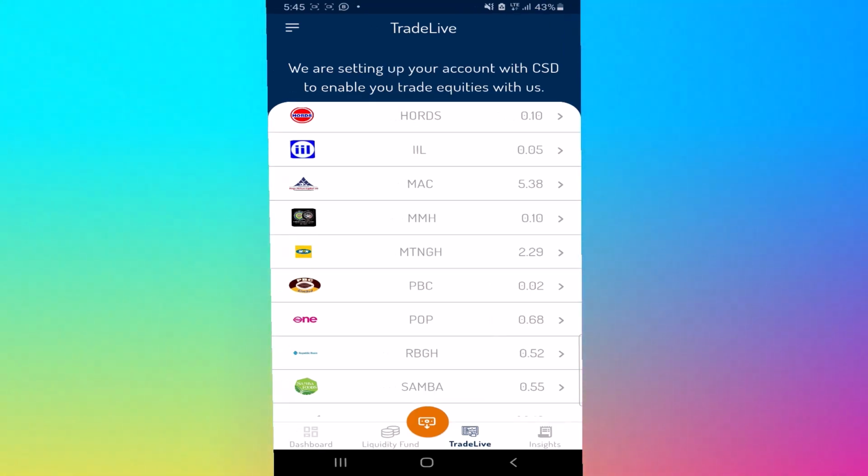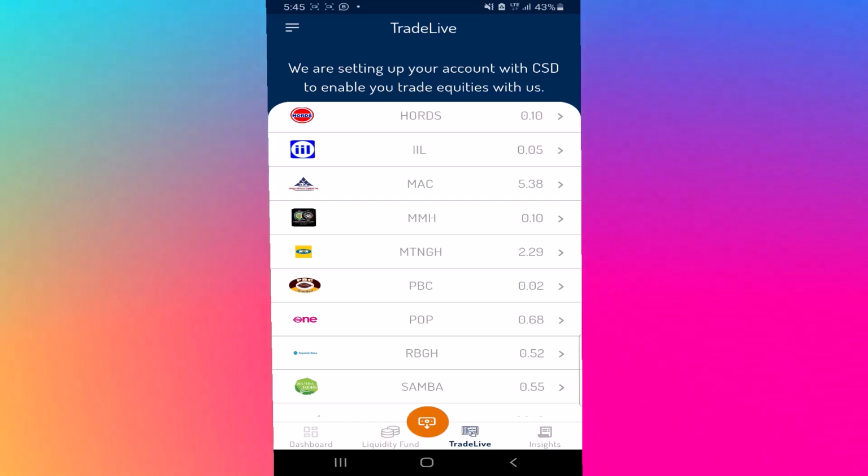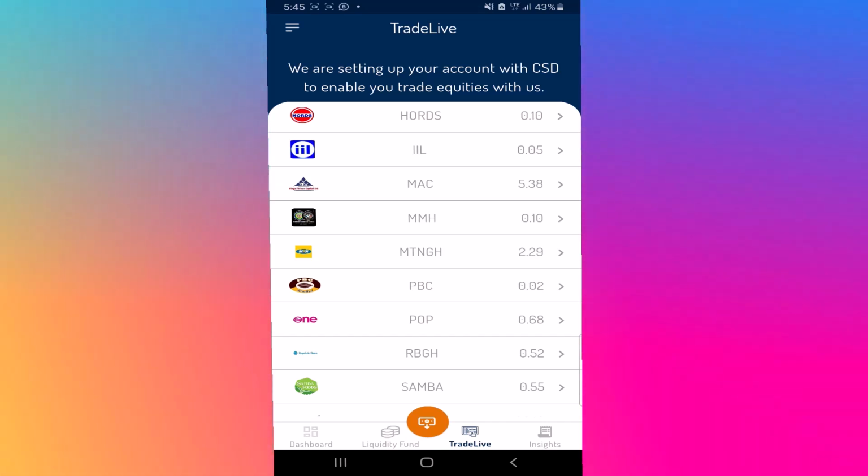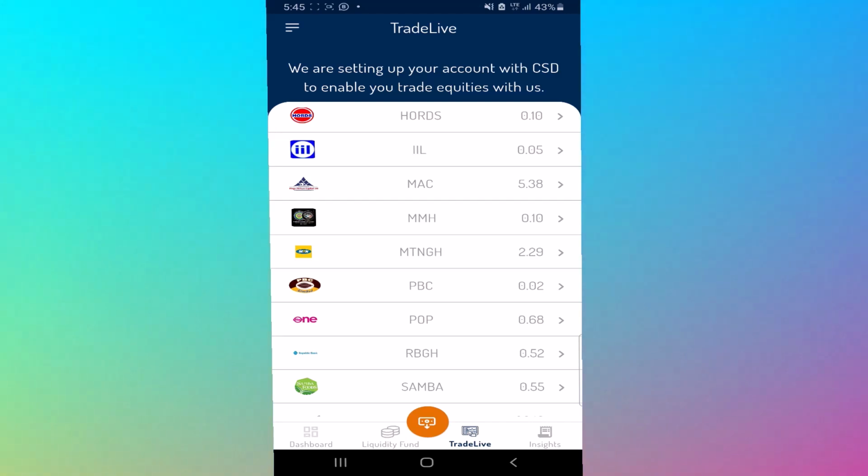In the year 2018, MTN was selling one share for 7 cedis 50 pesewas. That was on MTN shares. So in the year 2018, if you bought one share on MTN, it was 7 cedis 50 pesewas. Now, if you look at MTN here, it is at 2 cedis 29 pesewas, right? So if you bought a share at that time and want to sell it at this time, you make a profit on it.